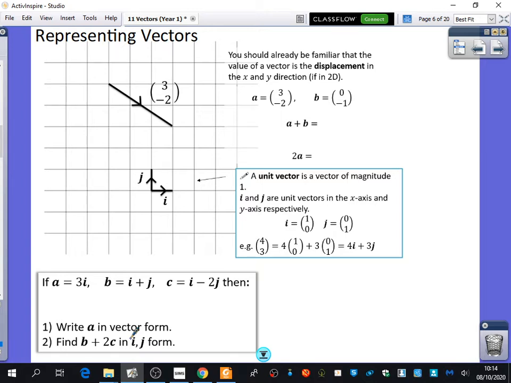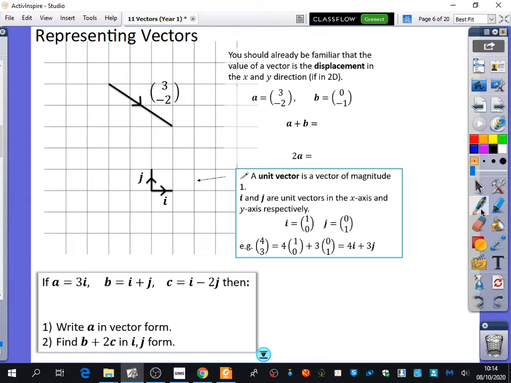We want to actually describe what those pathways look like. You should already be familiar with the value of a vector being the displacement in the x and y direction if we're talking in 2 dimensions. Later on, in year 13 vectors, we'll do 3 dimensions as well. I'm hoping you're familiar from GCSE that if the vector A was (3, -2), we're describing moving 3 in the x direction and -2 in the y direction, which works out as going 3 across to the right and 2 down, because it's a negative 2. So this is the vector A as represented on graph paper.